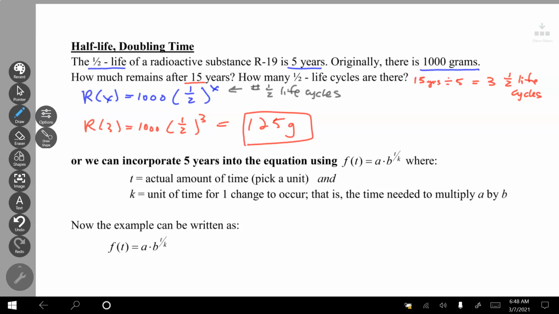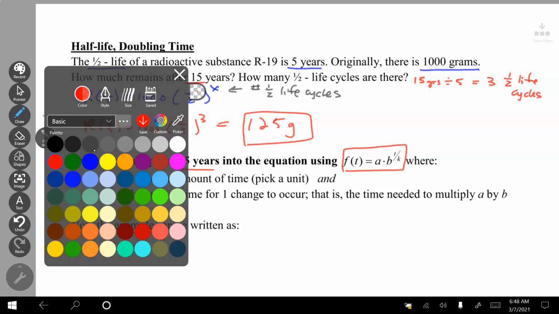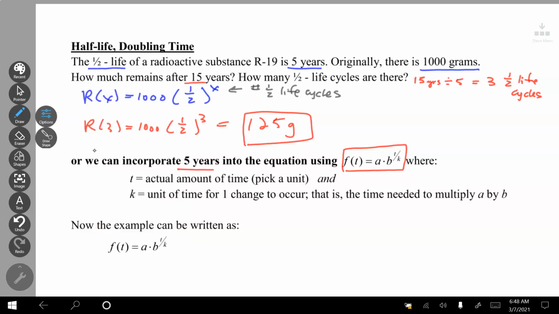Well, now I'm going to rewrite it by incorporating this 5 years into the formula by using this little bit of change. Instead of a times b to the x or a times b to the t, it's a times b to the t over k. T is still t, but k is the unit time for one change to occur. So how long it takes for a half-life, how long it takes to do a doubling time, or whatever you say is going on.